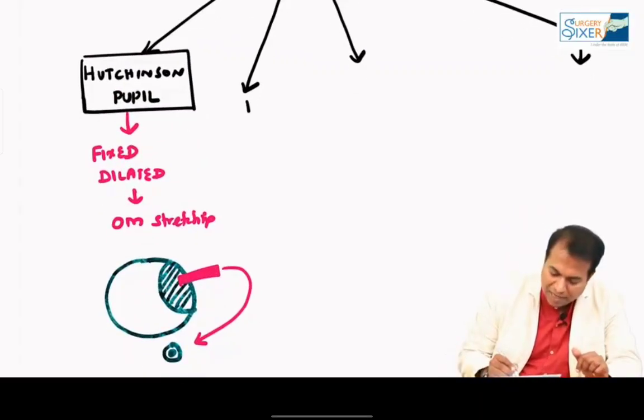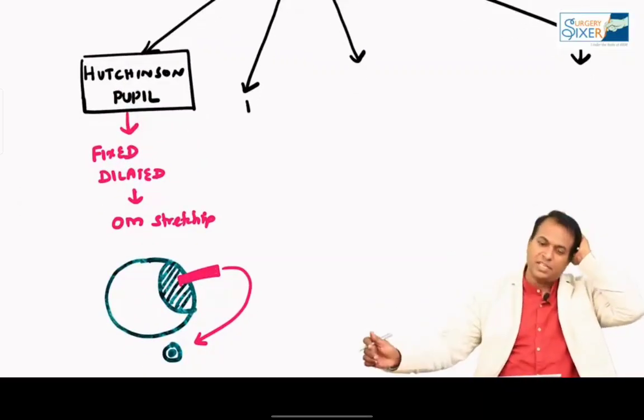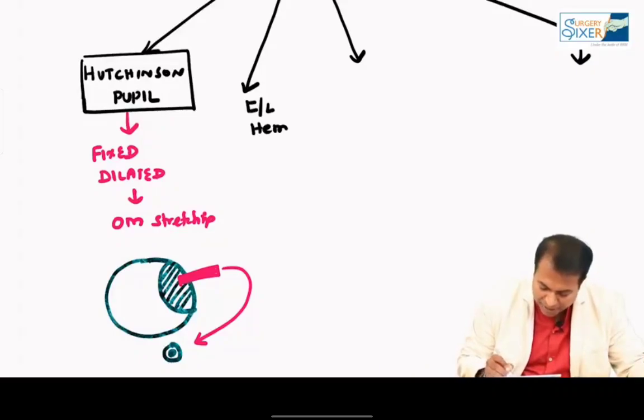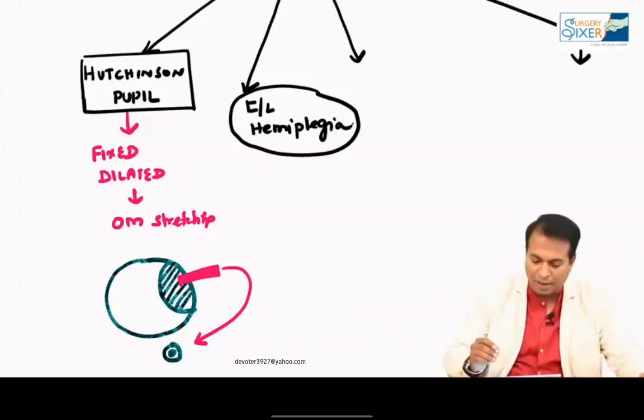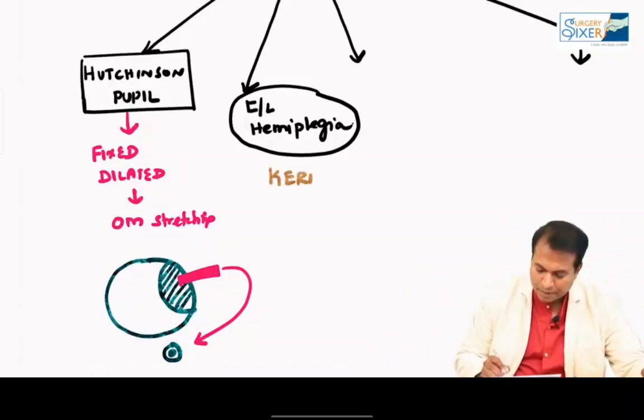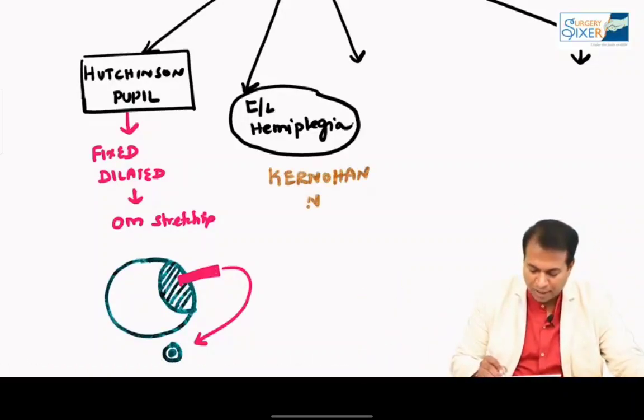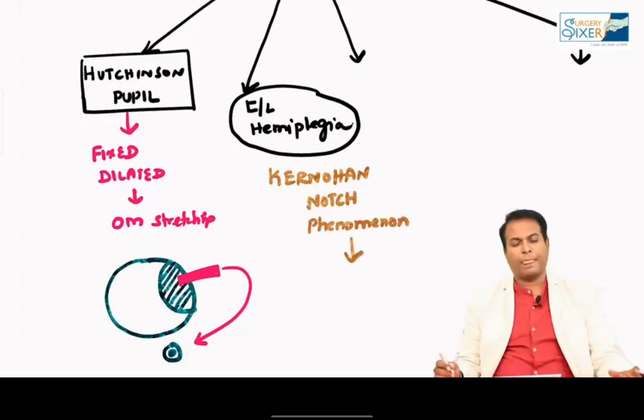And usually, if there is a hematoma on the left side, the patient will have right side hemiplegia. Contralateral hemiplegia will be there. This is normal. But there is one interesting phenomenon known as Kernohan-Notch phenomenon. Kernohan-Notch phenomenon, what is it? This is an interesting phenomenon.